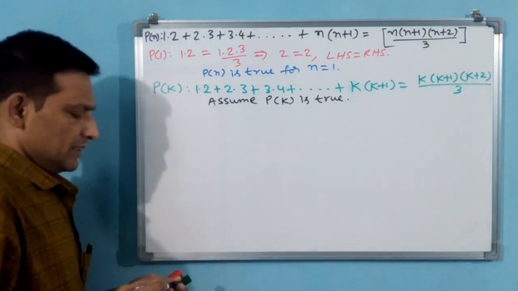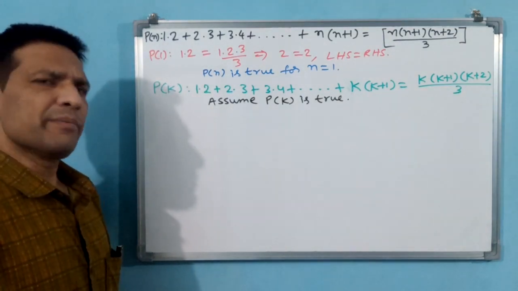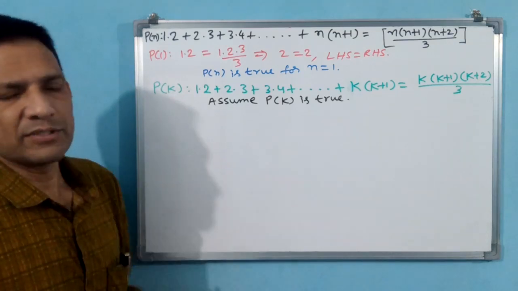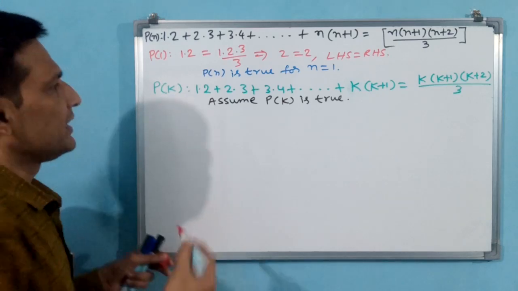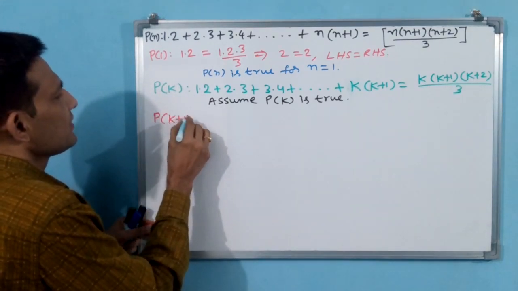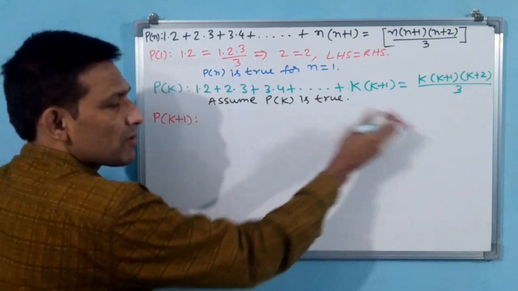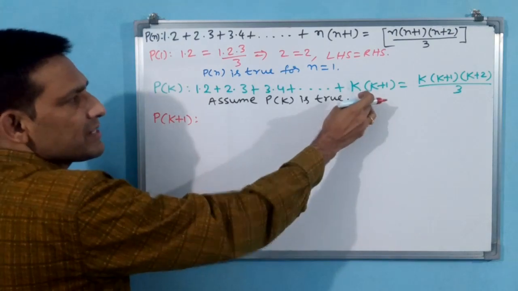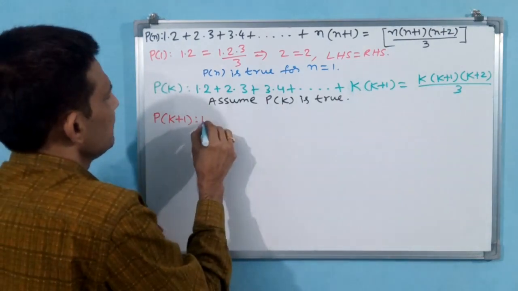Now next step, P of k plus 1. That's all. If you prove P of k plus 1 LHS is equal to RHS, then the question will be completed. Let us write P of k plus 1 colon. You copy Pk, and for one more step you have to write k plus 1. Up to k you write again, then k plus 1 you have to write.